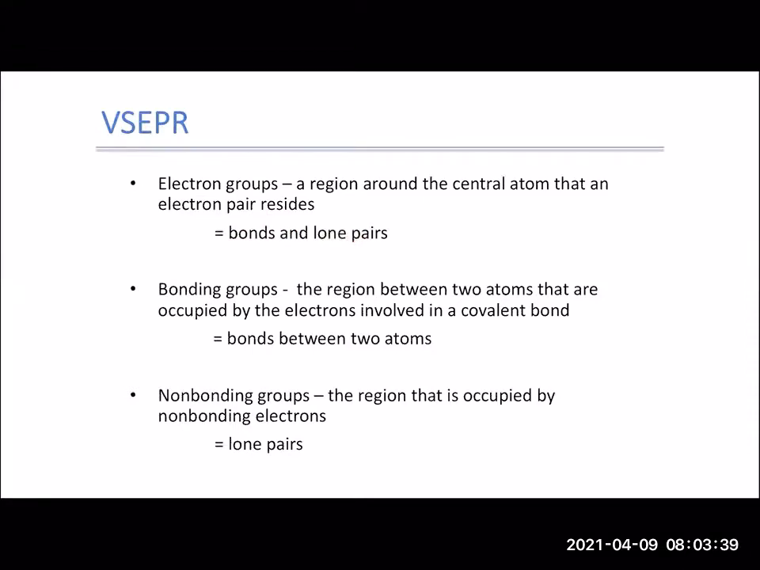Getting a little more in detail, we have bonding groups and non-bonding groups. Our bonding group is the region between two atoms that is occupied by electrons involved in a covalent bond. So the bonding group, as the name implies, is the bonds between our two atoms. Our non-bonding group is the region occupied by non-bonding electrons, or lone pairs. So it's important to remember these two groups: bonding groups, or the bonds between the atoms, and non-bonding groups, or the lone pairs. We use those two groups to figure out the shapes of our molecules.